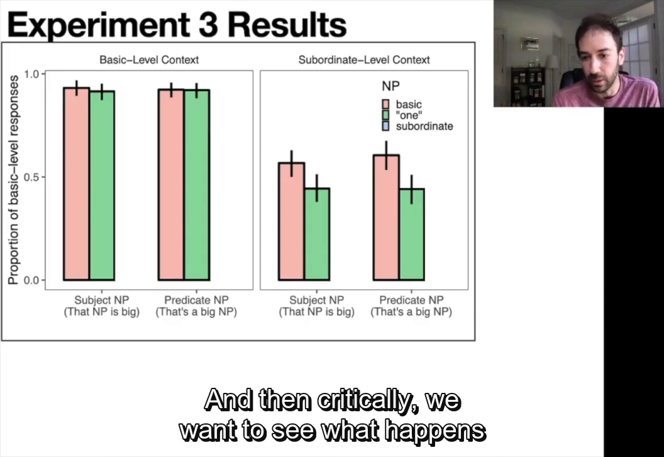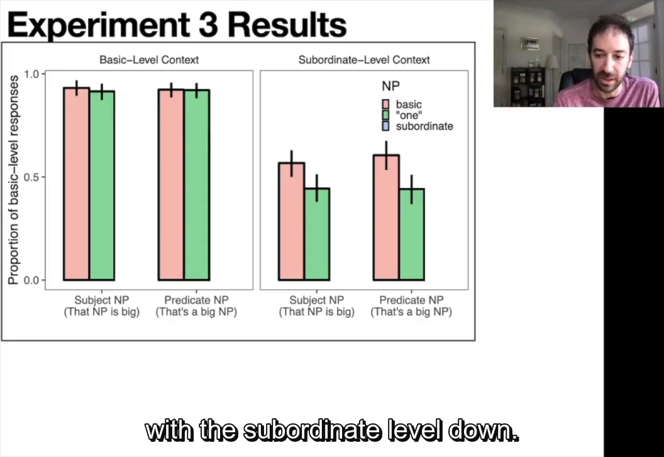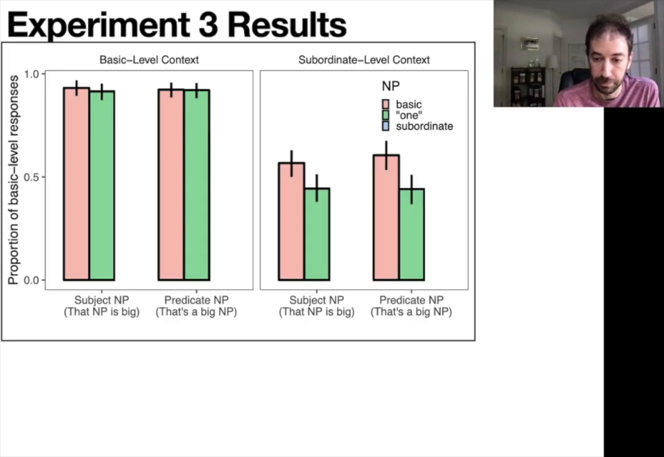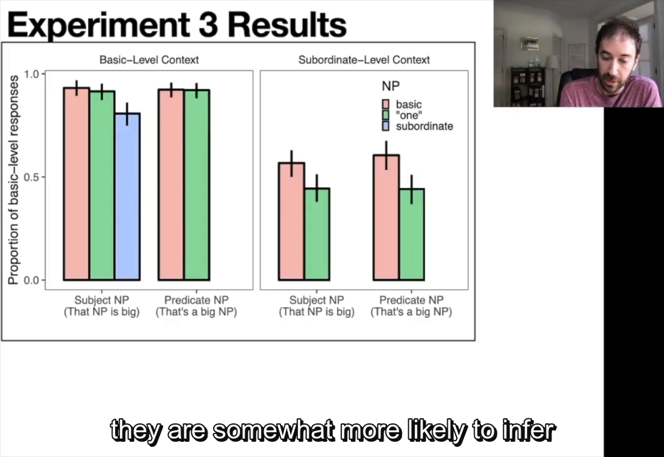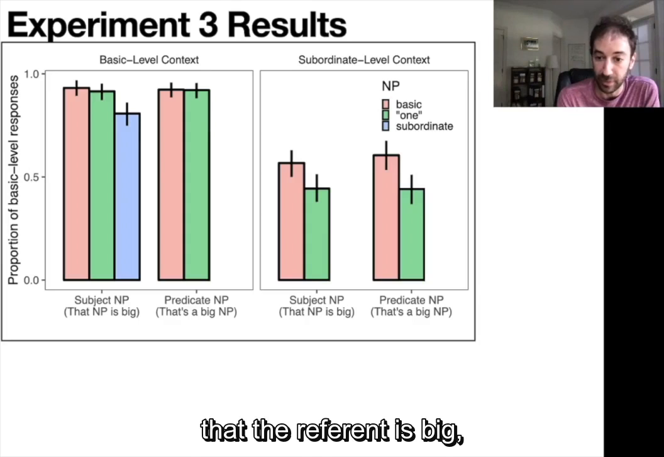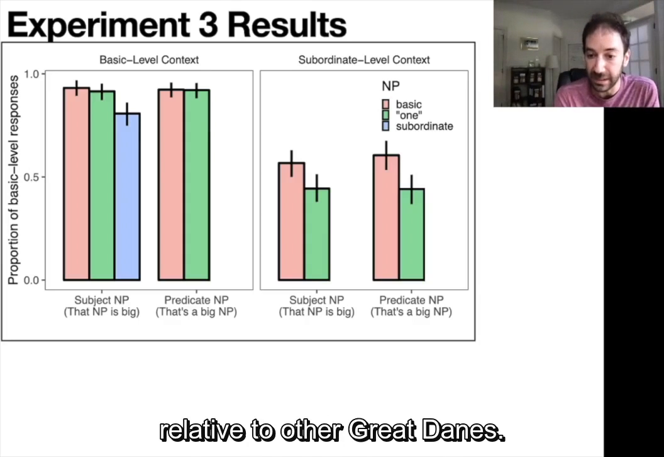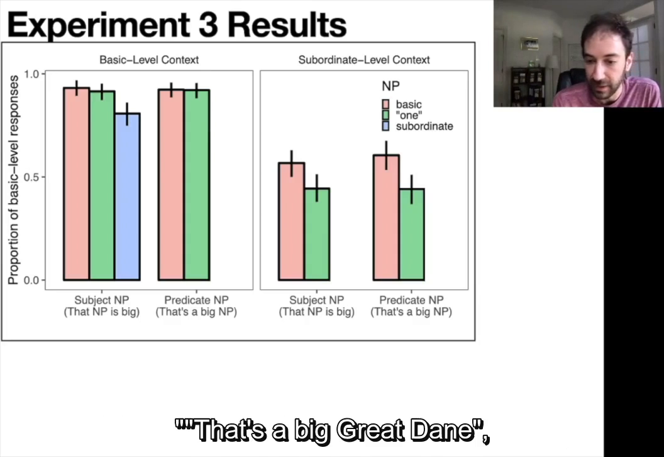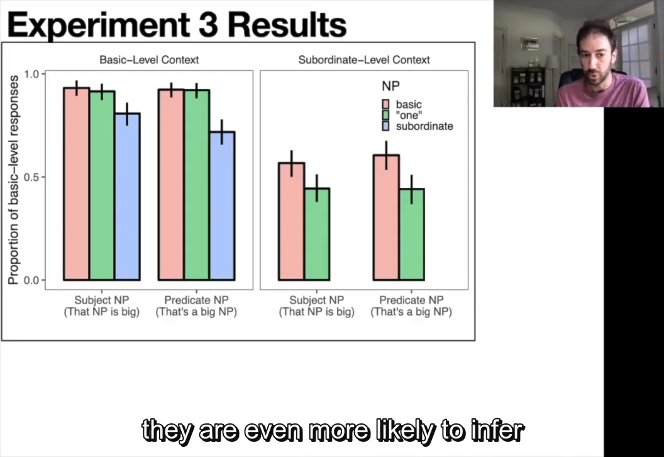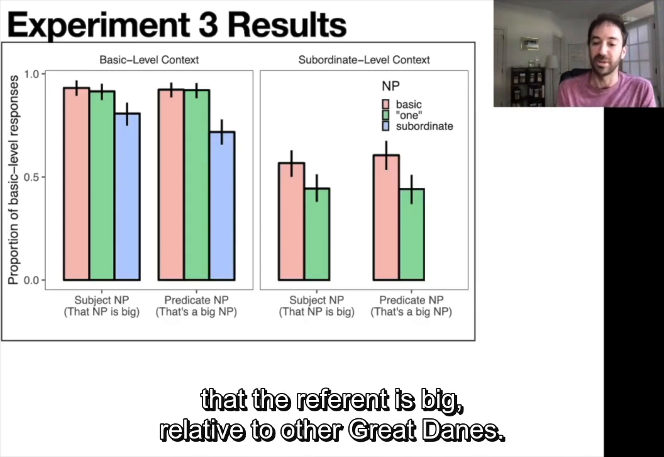And then critically, we want to see what happens with the subordinate level noun. So when participants hear that Great Dane is big, they are somewhat more likely to infer that the referent is big relative to other Great Danes. When they see the noun in the predicate, that's a big Great Dane, they are even more likely to infer that the referent is big relative to other Great Danes.